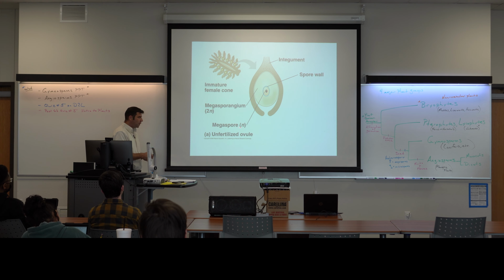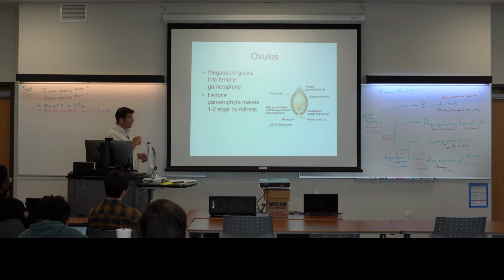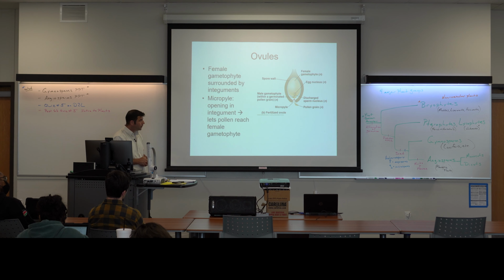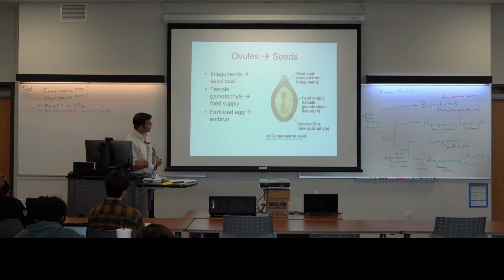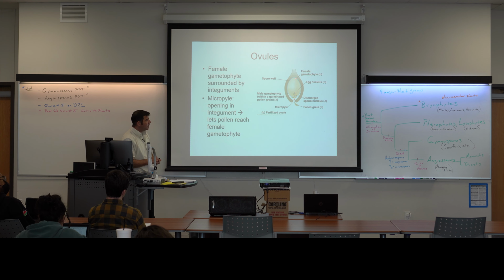So we know spores are single haploid cells that are going to end up growing through mitosis to form this female gametophyte. So let's see the next slide. That megaspore, like I just said, is going to grow into the female gametophyte. It's going to make a handful of haploid cells, and only one of those haploid cells is going to get fertilized by the sperm. If we zoom into this a little bit, there's the larger picture of that.